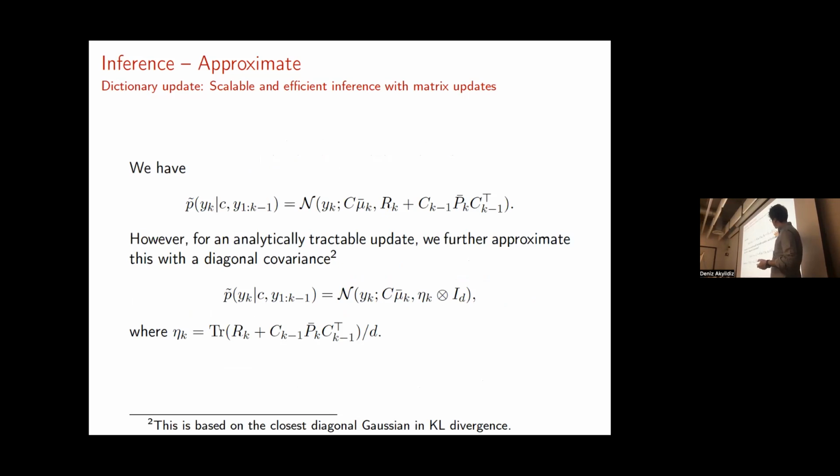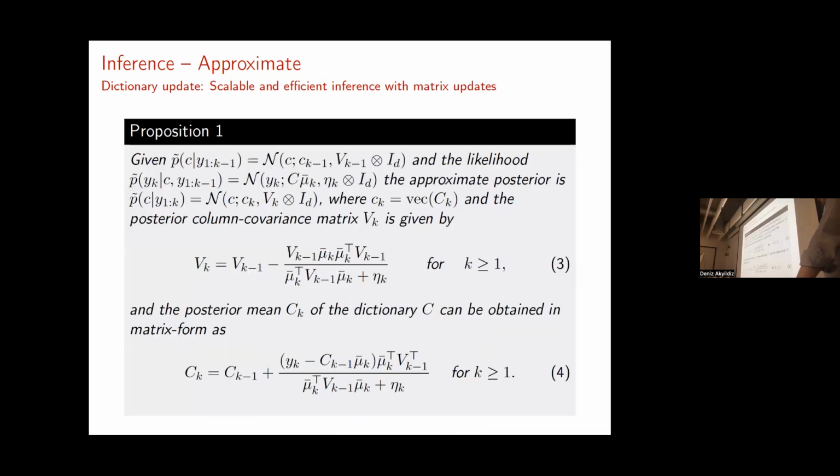But we are not stopping here. We actually don't want to have a full covariance here. We want the closest Gaussian with diagonal covariance, and this is computed like this. All you need to do, from here to here, is compute this trace term divided by D, and you form your diagonal Gaussian approximation. So this is like mean field VI, basically, but not actually explicitly doing VI.